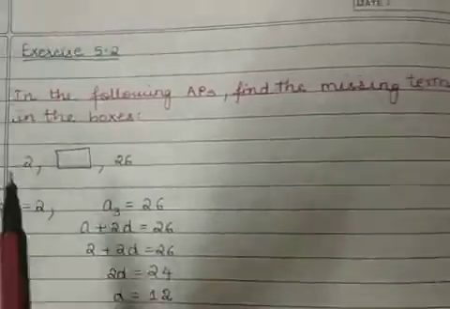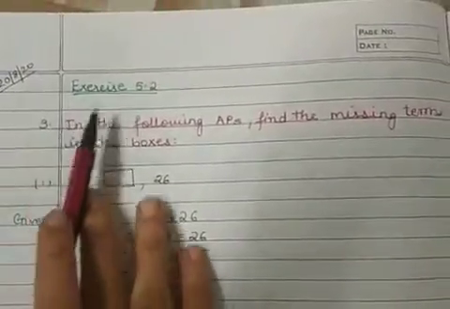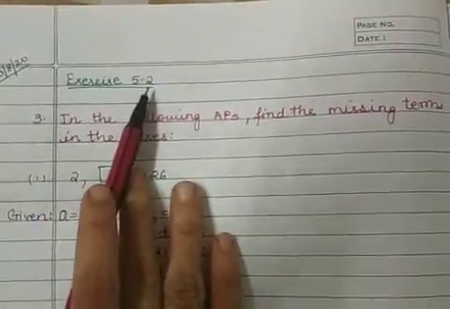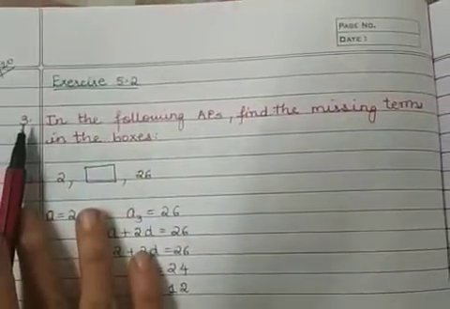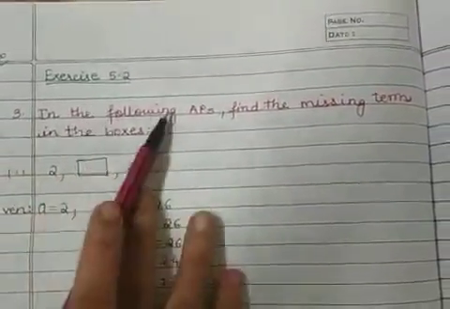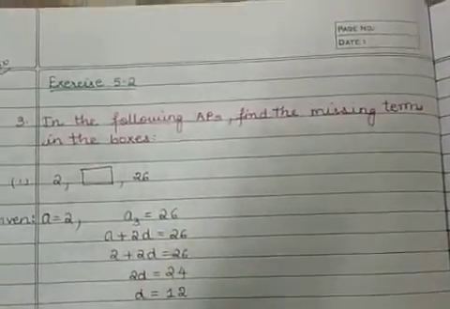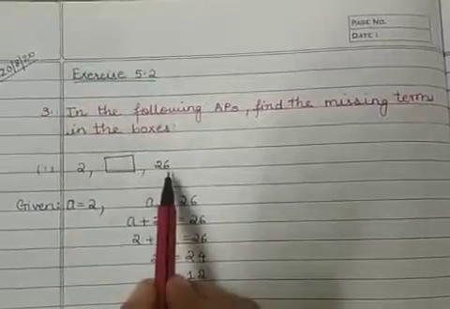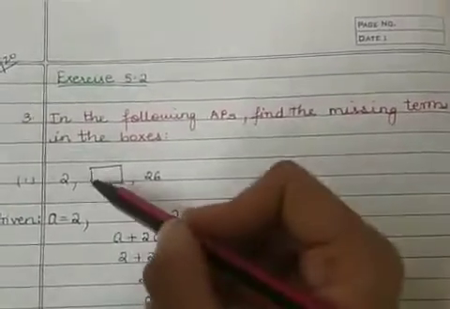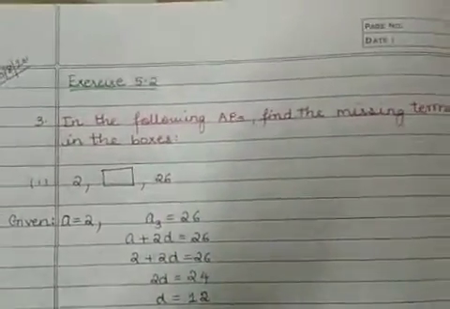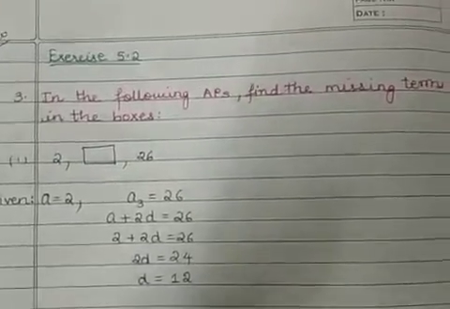So let us take the third main question from exercise 5.2. The third main question says, in the following APs, find the missing terms in the boxes. So you are given an AP and you are asked to find the terms which are missing in the box.